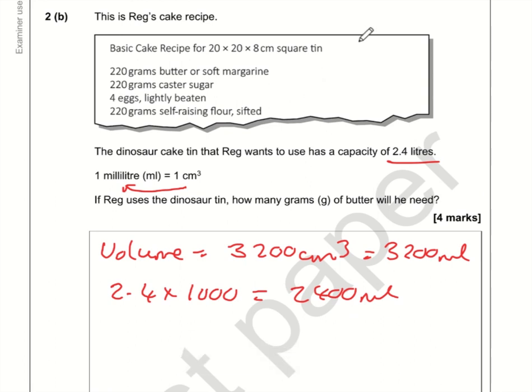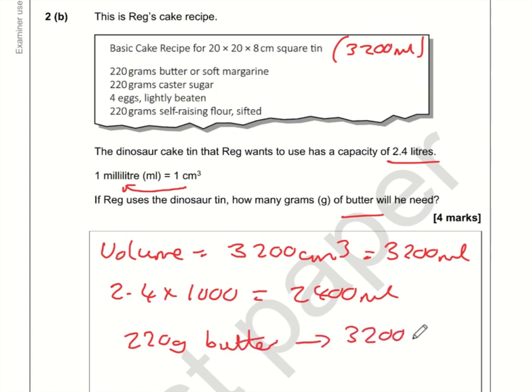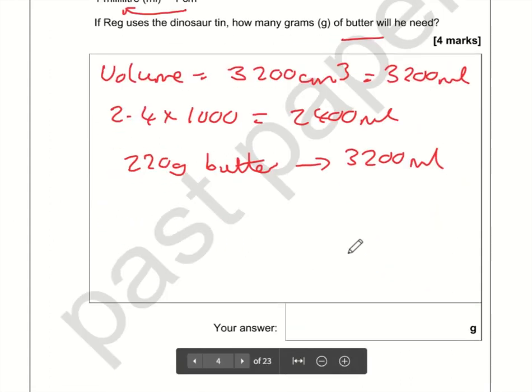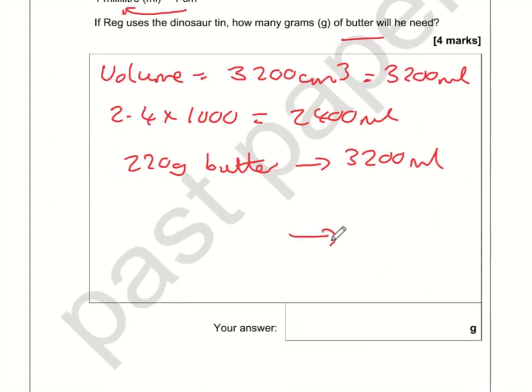Now this recipe here is for a 3,200 millilitre cake tin. So we know that, and we're interested in butter. So we use 220 grams of butter, and that is for a 3,200 millilitre cake tin. And we've got a 2,400 millilitre cake tin. Now, if it had been, say, 1,600 millilitres, hopefully you know that 16 is half of 32, so it's half the size, so half the butter.